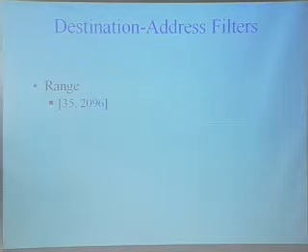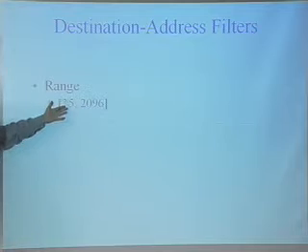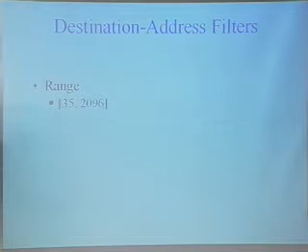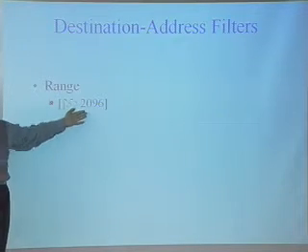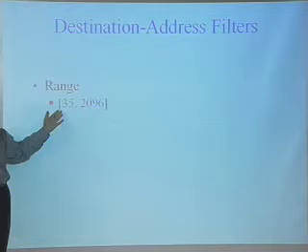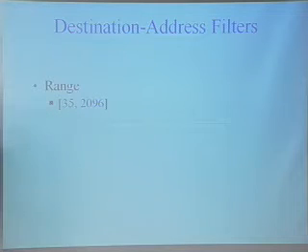Okay. Now, a one-dimensional filter, you could specify that filter in one of many ways. So, for example, you could give a range of destination addresses to which it applies. Okay. So any packet that's going to a destination whose IP address lies between 35 and 2096 is matched by this specification.